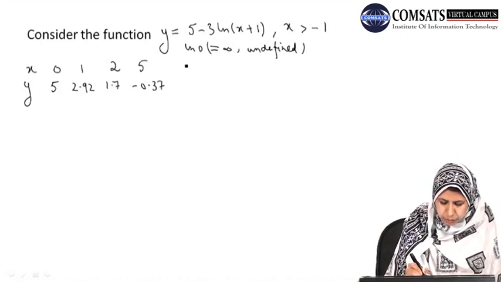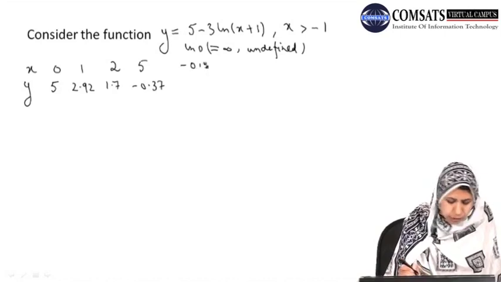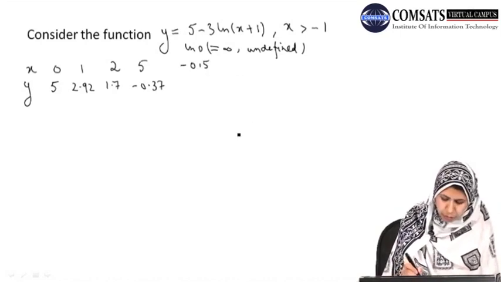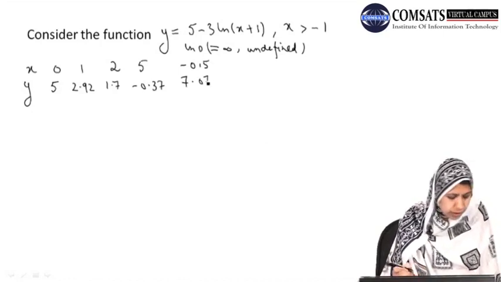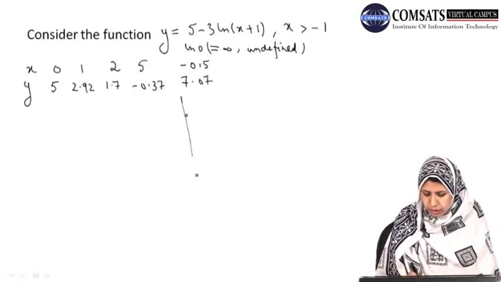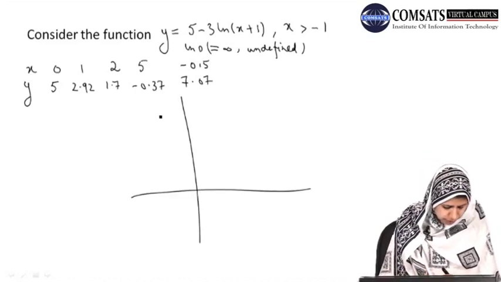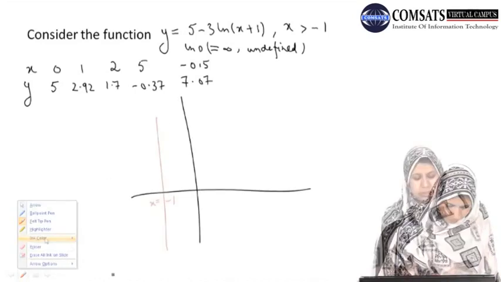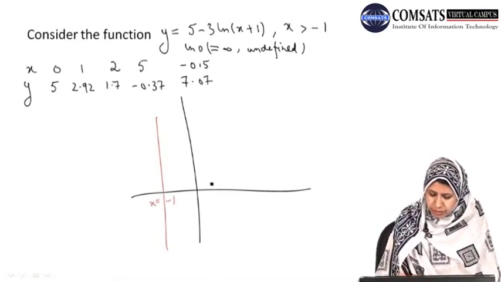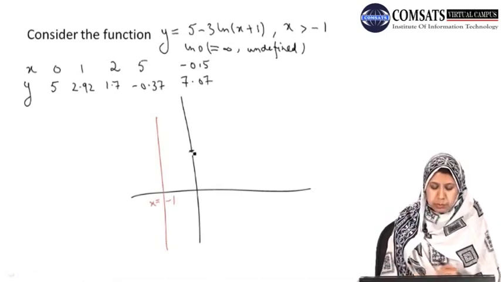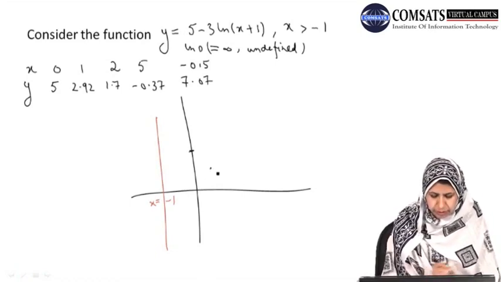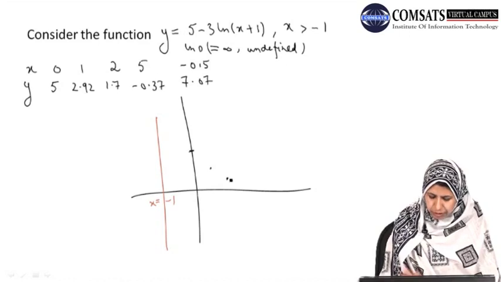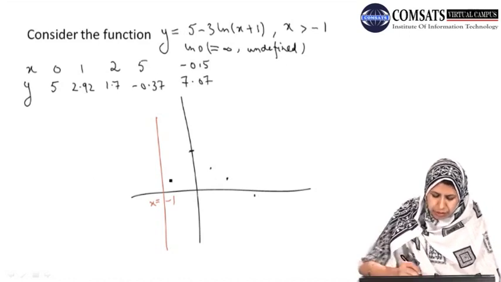And when x is equal to minus 0.5, we obtain a positive value, 7.079. And for the graph, if we have this line, when x is 0, y is 5, meaning this point. When x is 1, it is somewhere here. For 2, it is going further down, and so on. For 5, it is somewhat smaller values.